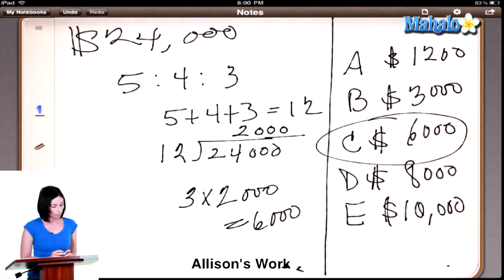So the person who's getting 5 parts, how much money do they get? They would get 10,000? They would get 10,000, right? They would get 5 times $2,000. 5 shares times $2,000 a share.